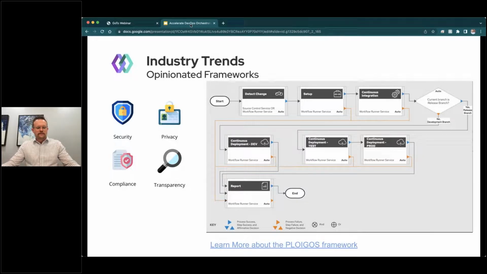The Ploygos framework says your code will go through these steps in the process. So if you have a Java app, a .NET app, a React front end, whatever that is, this code will go through the exact same process every single time, according to industry best practices. And every step was fully automated in that process. So you don't have to think about that anymore.